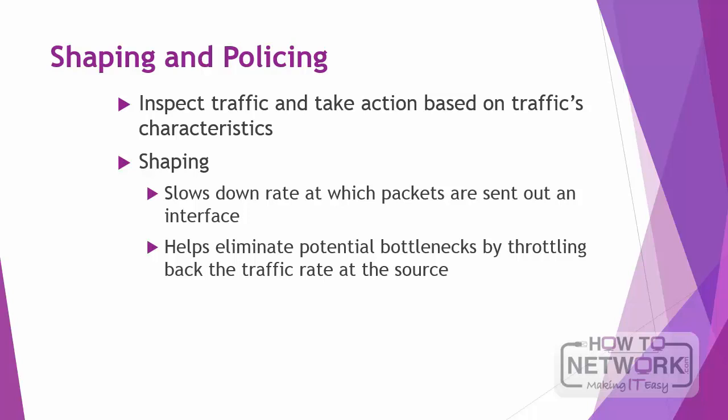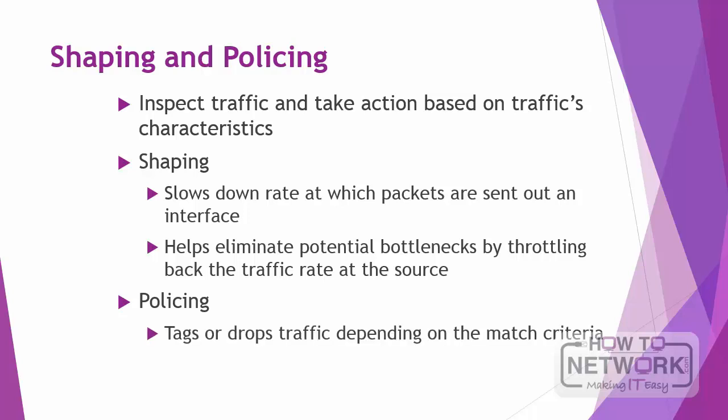Traffic shaping is used on larger networks to smooth the flow of traffic going out to the provider. This is desirable for a few reasons. In provider networks, it prevents the provider from dropping traffic that exceeds the contracted rate. Now, policing is a little bit different because it tags or drops traffic depending on the match criteria. Generally speaking, policing is used to set the limit of incoming traffic into an interface, and then it will drop traffic that exceeds what the settings were.